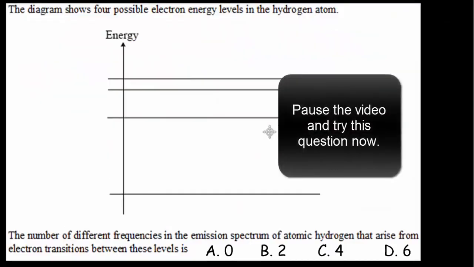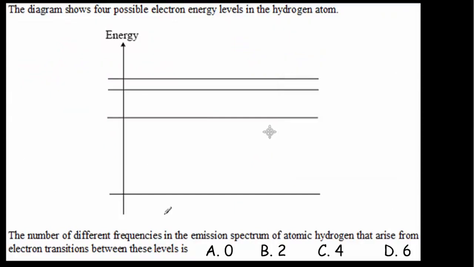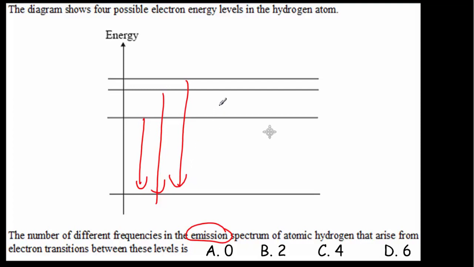Another IB question, pause the video, read it over, come back for the answer. So it's an emission spectrum, so we're only considering the transitions from high energy to low energy to produce photons. So let's just count them up. We can go from here to here, here to here, and here to here, that's 3. We can drop from here to here, and from here to here, that's 4, 5, and then one more here makes 6. So the correct answer is D, 6.